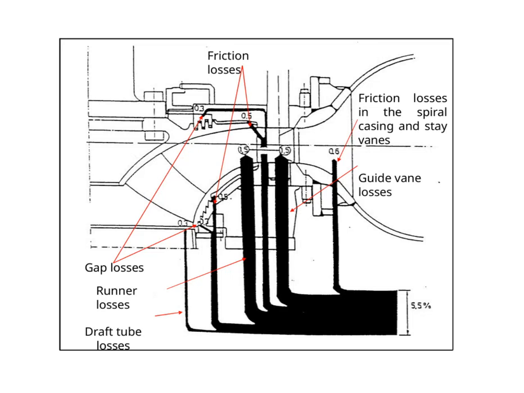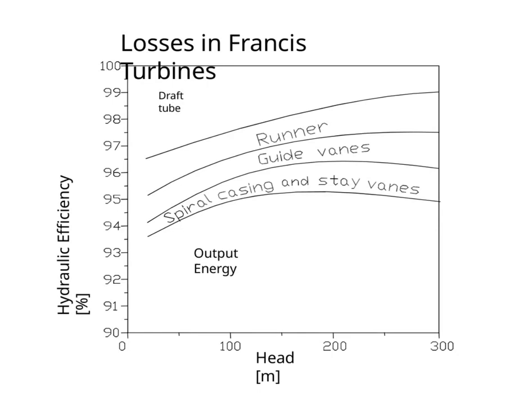Let's talk about the different types of losses that can impact efficiency. We have gap losses, which happen where parts don't fit perfectly. Runner losses occur within the moving blades themselves. Draft tube losses come from the flow as it exits the turbine. Then, friction losses happen in the spiral casing and the stay vanes, where surfaces rub against the fluid. Finally, guide vane losses take place as the flow is directed into the runner. Each of these plays a role in how much energy we actually capture.